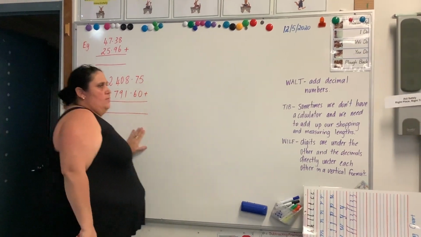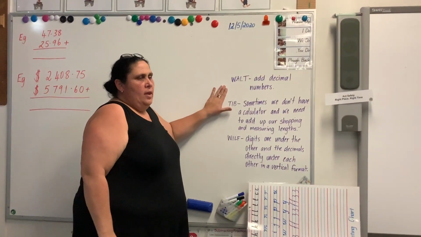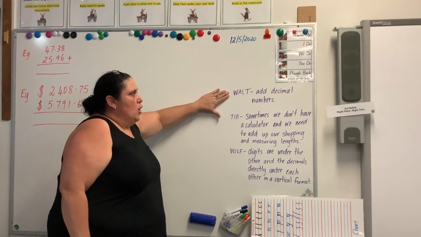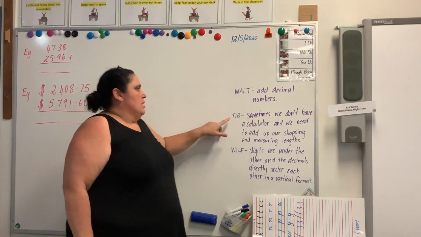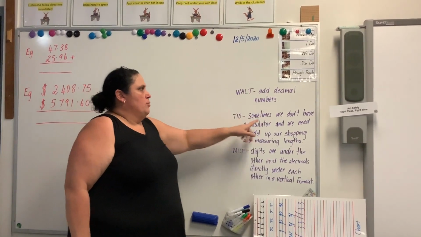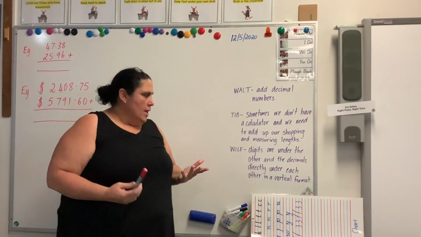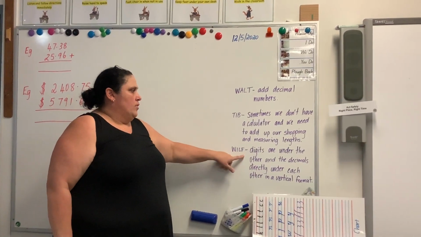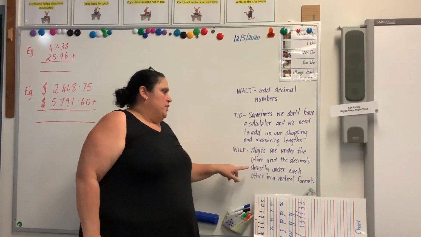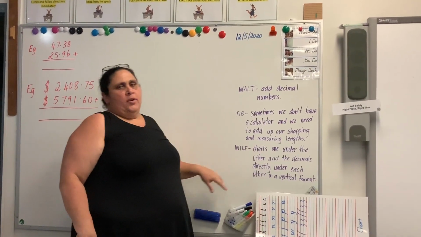On adding decimals. So if I come back to our WALT, TIB and our WILF, remember WALT is we are learning to add decimal numbers. TIB is this is because sometimes we don't have a calculator and we need to add up our shopping and our measuring lengths. And what I'll be looking for is digits one under each other and the decimals directly under each other in a vertical format.